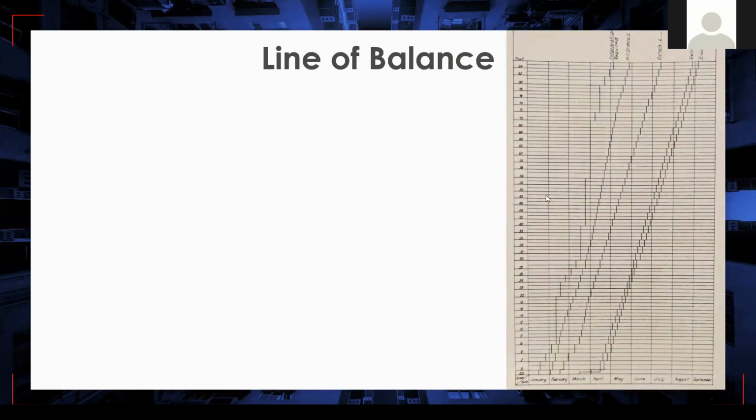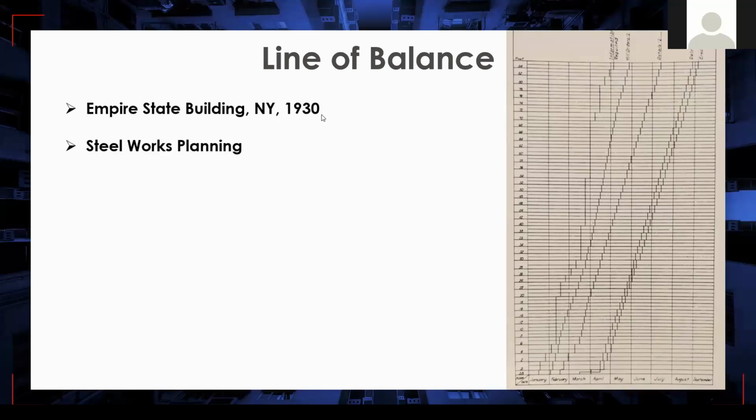This is a sample view from the 1930s. The line of balance methodology is not a new feature. The Empire State Building is one of the first samples where line of balance was implemented. What we see on this chart is that on the x-axis we have time information, monthly from January to September. On the y-axis we have the location information. It is a high-rise building.